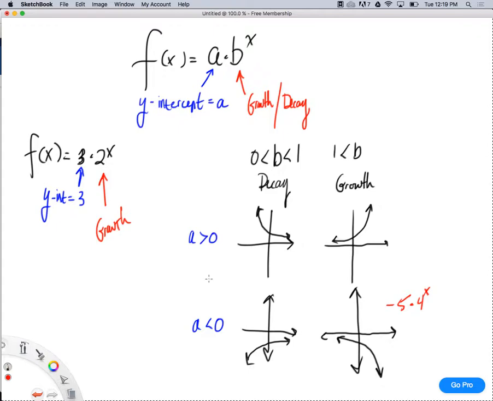Does that make sense to you guys? You can kind of understand that a little bit? An example of this one would be exactly like what we have, 3 times 2 to the x. What would exponential decay look like? Well, it could be like positive 4 times 1/2 to the x, because that's in between 0 and 1. Does that make sense to you guys? Okay, and this one would be like negative 2 times 1/3 to the x. Okay? So those are examples of what those forms would look like.